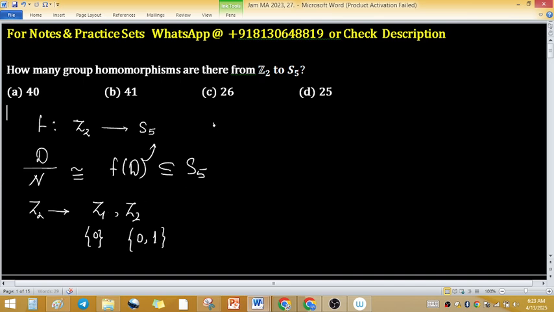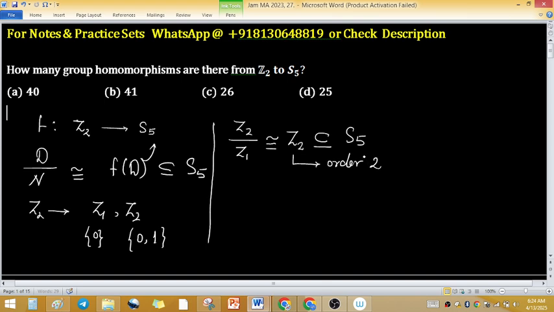By the fundamental theorem of homomorphism, Z2 upon Z1 is isomorphic to Z2, and Z2 is a subgroup of S5. So our target is to find how many subgroups of order 2 there are in S5. Order 2.